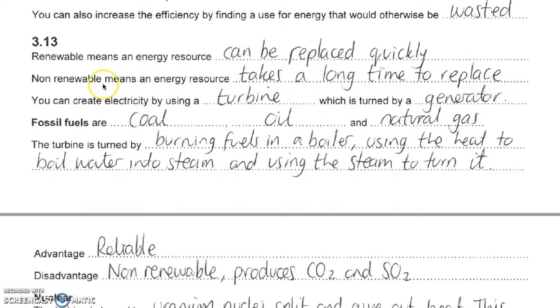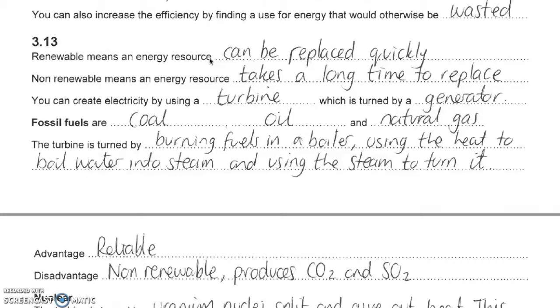Right, 2 terms you need to be aware of: renewable and non-renewable. Renewable means that the energy resource can be replaced quickly. Non-renewable means that it takes a really, really long time to replace. So several generations.